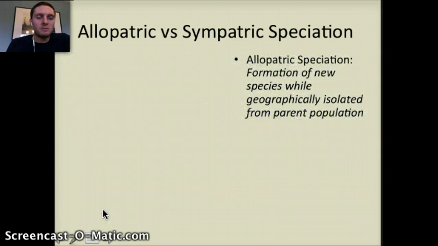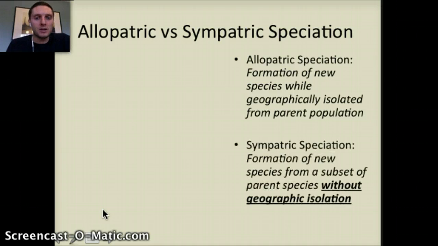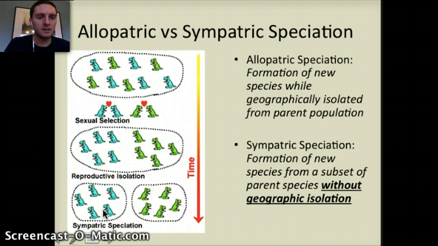The second form of speciation that we're going to look at is sympatric speciation. And this is essentially the same idea. It's the formation of a new species from a subset of a parent species, but without geographic isolation. And this is definitely possible. Allopatric speciation is probably the more commonly thought of. You think of a population getting split into two. You usually think of it as happening through geographic isolation, but it's possible for this to occur without geographic isolation.